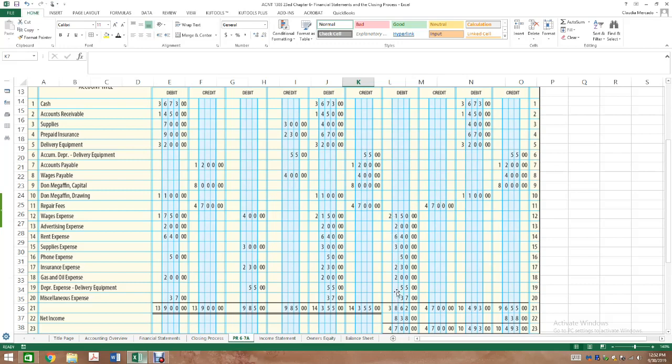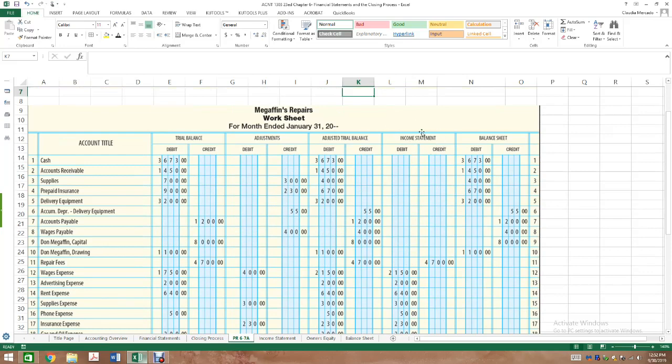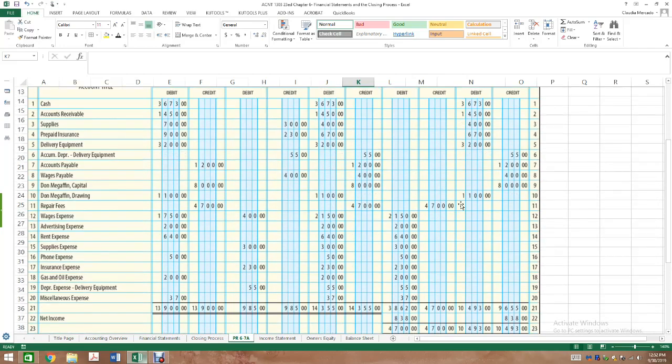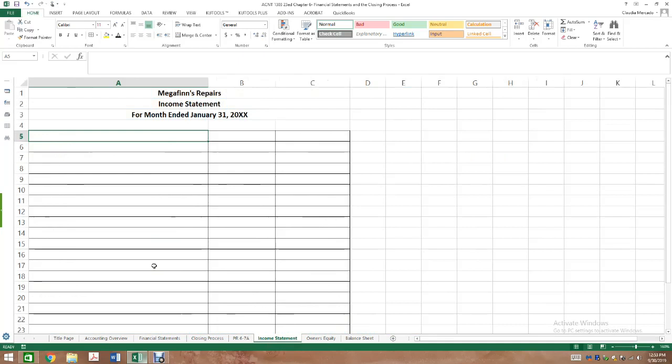What I have done is on my end, I've printed out a copy of this worksheet. That way I don't have to be flipping back and forth because it can get a little bit confusing. I'm going to just be working off of that, so make sure that you do have this information handy. Just remember that I am pulling that information from the income statement columns of your worksheet. I am first going to bring in my revenue, and then all of my expenses. So let's get started.